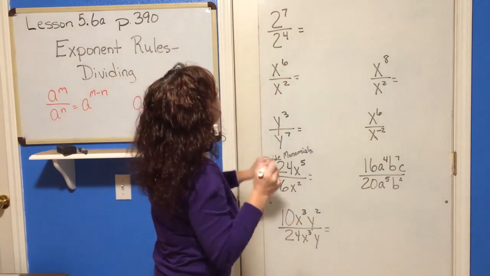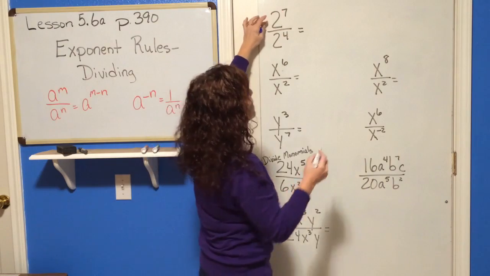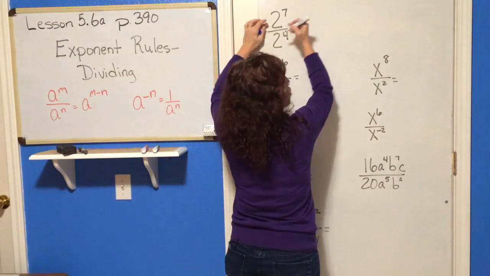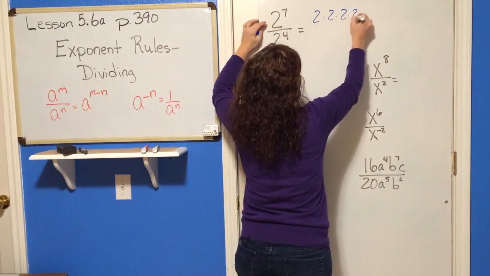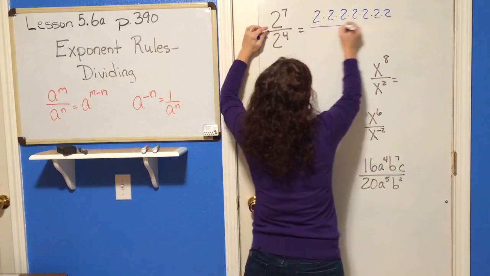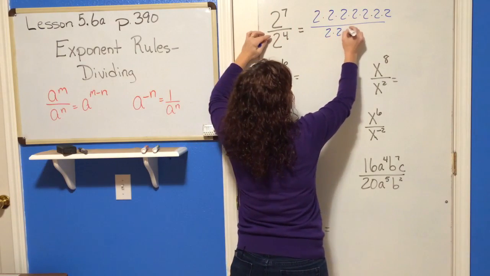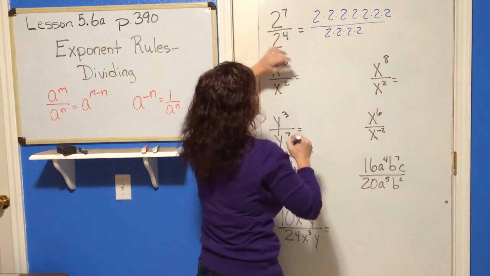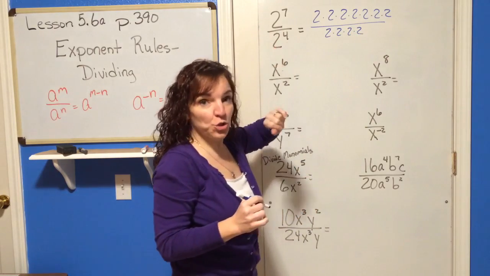So if you have 2 to the 7th divided by 2 to the 4th, this means you're going to multiply 2 seven times: 1, 2, 3, 4, 5, 6, 7. And you're going to put that over 2 to the 4th power, so 2, 4, 6, 8. 1, 2, 3, 4. There you go. Okay, so 4 factors of 2.